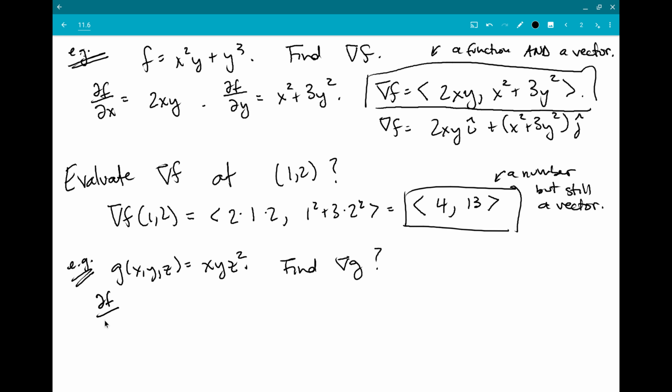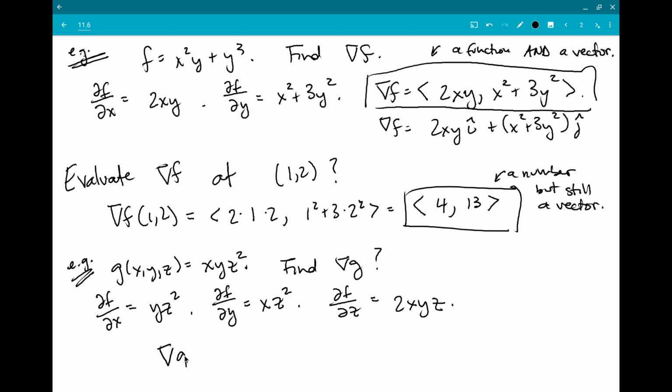And so again, I'm just going to take all my partial derivatives. I'm doing it slowly and deliberately here to model how you could do it if you're ever worried about making mistakes, but soon I'll jump to the point where we just put our partial derivatives in the gradient. So with respect to x is yz squared. With respect to y is xz squared. And with respect to z is 2xyz. And so my gradient is going to be yz squared in the x component, xz squared in the y component, and 2xyz in the z component.